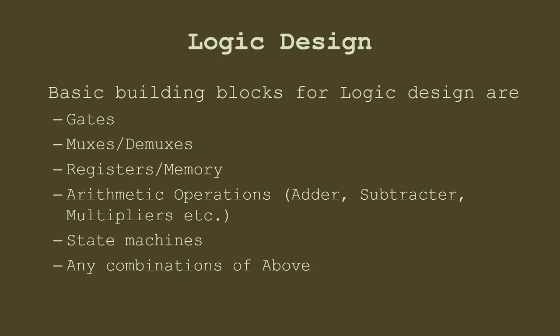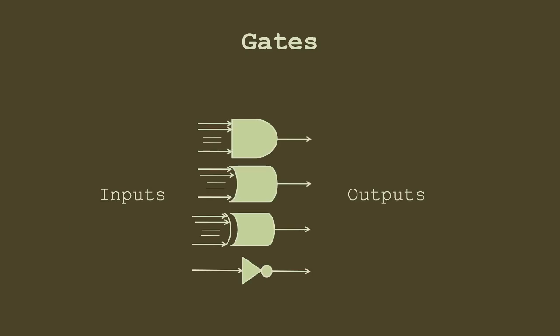So what are the basic building blocks in logic design? Basically, when we say we have an RTL level diagram available, we mean a diagram that comprises of roughly these components. It can use gates, multiplexers, demultiplexers, registers or memories, and then adders, subtractors or multipliers, and we can have state machines or any combination of above. So what are gates? These are the common symbols used for the gates.